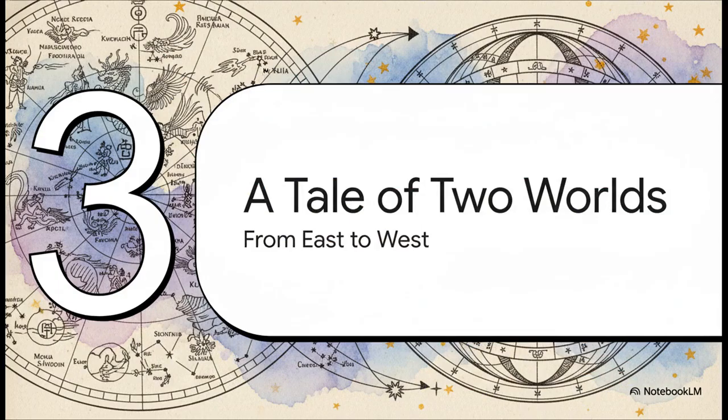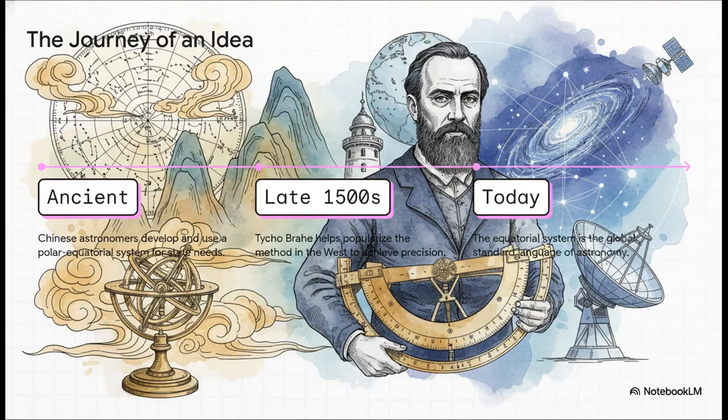But of course, this amazing idea didn't just stay in one part of the world. A very similar approach eventually became the absolute bedrock of Western astronomy, which led to the global standard we all use today. Yeah, this timeline really puts the whole journey into perspective. You got the system being developed and used for centuries in China, mainly for state purposes. Then, way later in the late 1500s, this astronomer named Tycho Brahe starts popularizing the method in Europe. Now, Tycho was absolutely obsessed with precision. He wanted the most accurate measurements possible, and he realized this system was the key. And from there, it leads directly to today, where this idea is the universal language of astronomy.